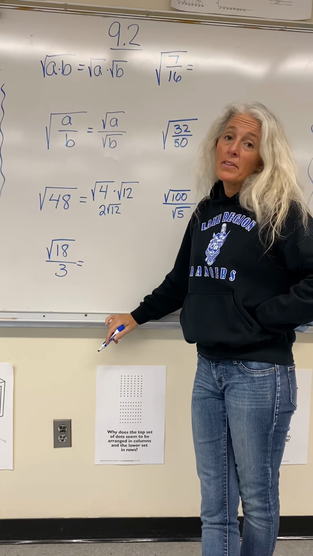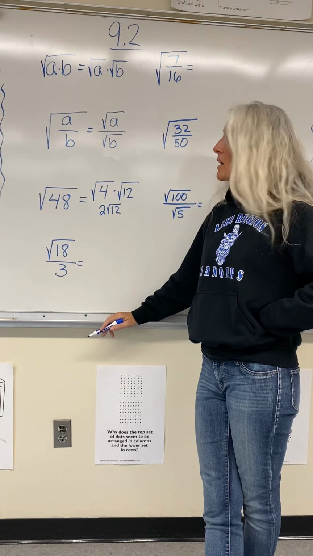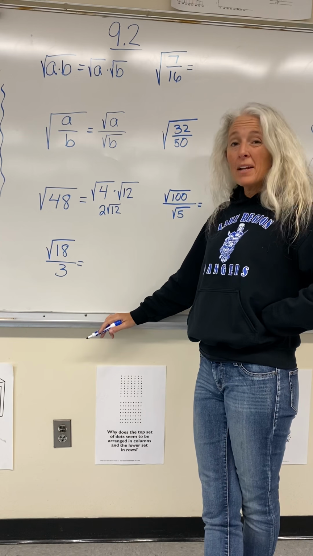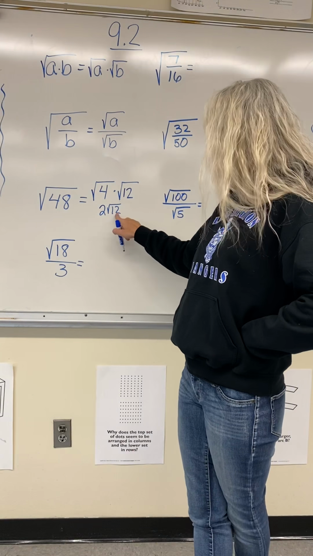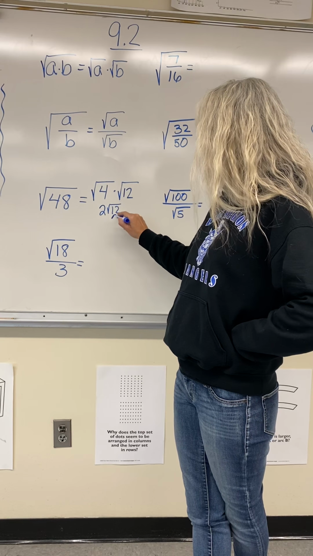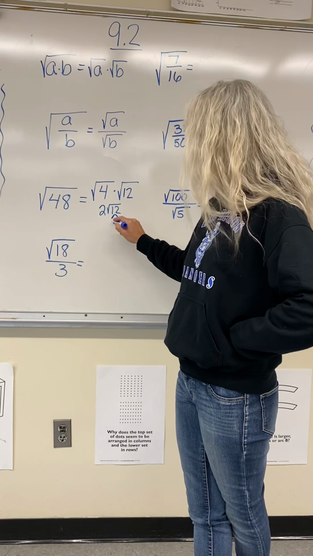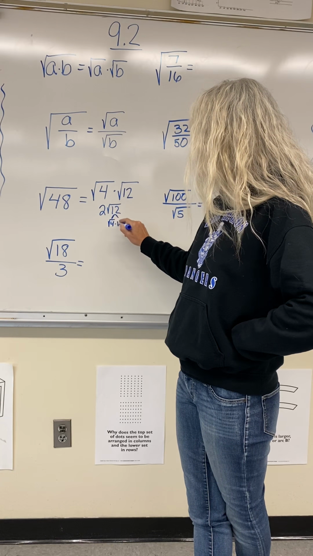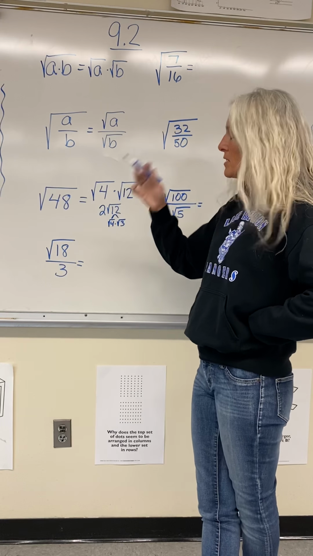Now, it just so happens that on this one, I didn't pick the biggest perfect square that was contained in 48. So I need to do this process again, because I'm looking at 12 and saying, I think I can break down the square root of 12. I can call the square root of 12 the square root of 4 times the square root of 3, because 4 times 3 gives me 12.